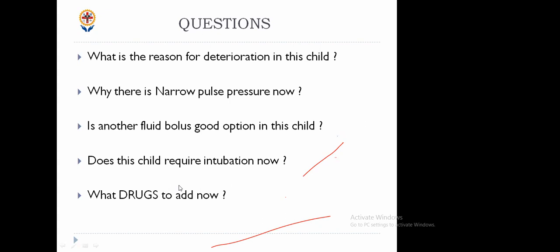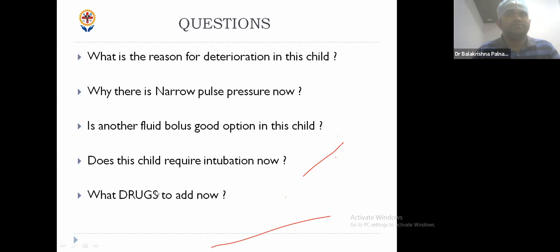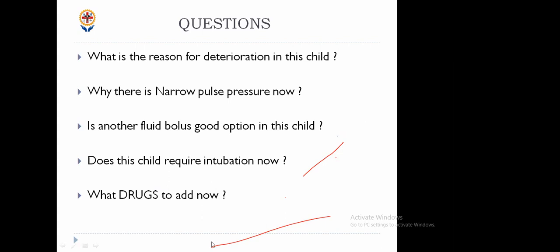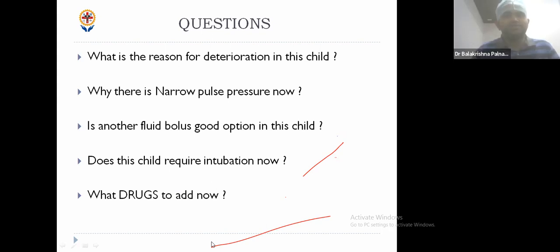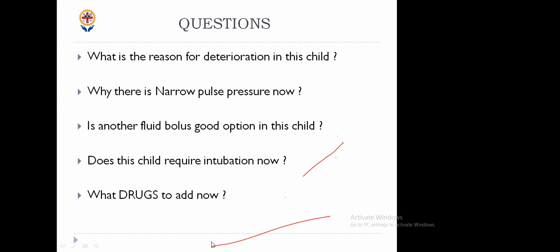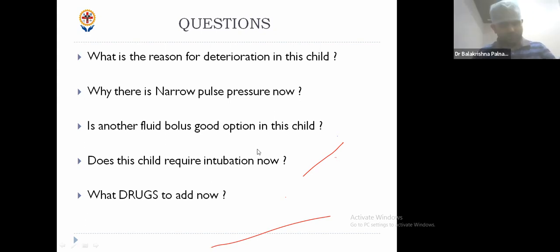As with the previous bullet, child distress is increasing, heart rate is increasing, BP is not improving, which means the child is not responsive to fluids. So there is no point giving another fluid bolus. Does this child require intubation now? Yes, definitely this child requires intubation now. So what are the drugs to be added? Inodilators. So you can think of adding another inotrope.